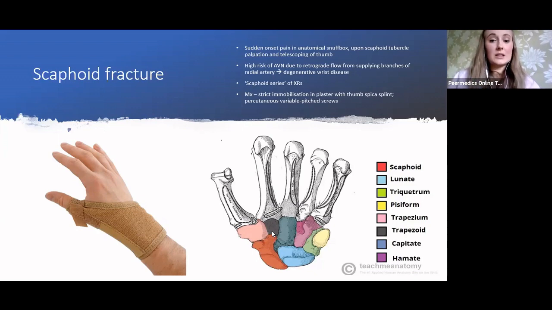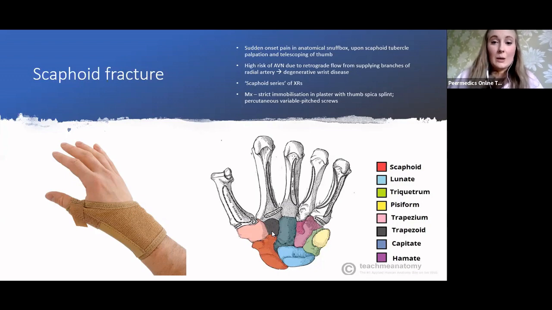And your way of not missing it is, instead of just doing an AP and a lateral, you get what you call a scaphoid series of x-rays. So you take it, I think it's from at least 3 angles, and it just means that you're not going to miss it. Obviously, you want to try and do an MRI as well, just to have that higher level of detail. And it presents with characteristic OSCE stuff again, with sudden onset of pain in your anatomical snuffbox, pain upon feeling your scaphoid tubercle, which is down here below the thumb, and on telescoping the thumb, which is that movement of rotation and moving the thumb around.